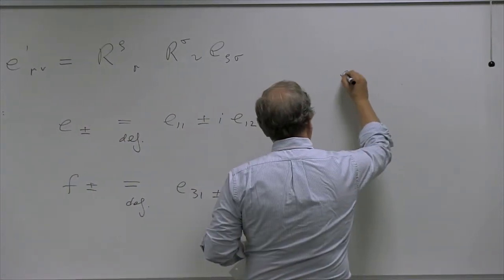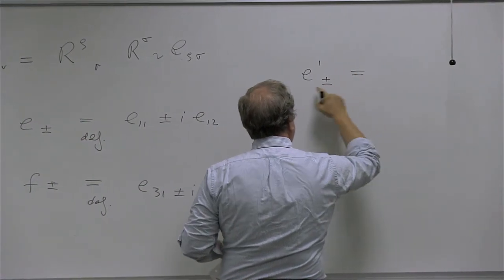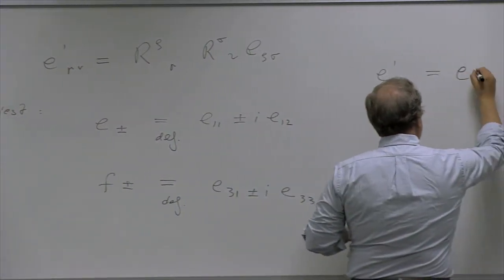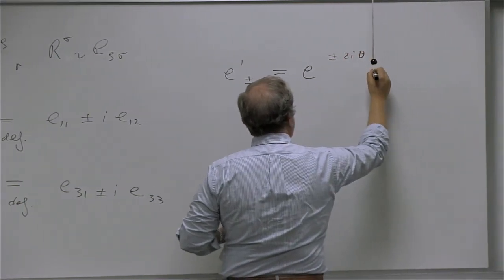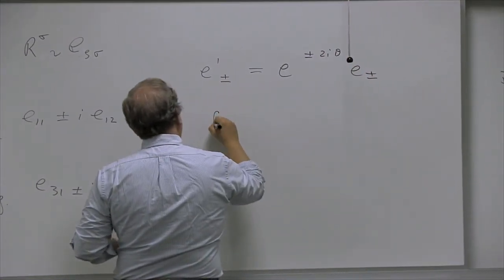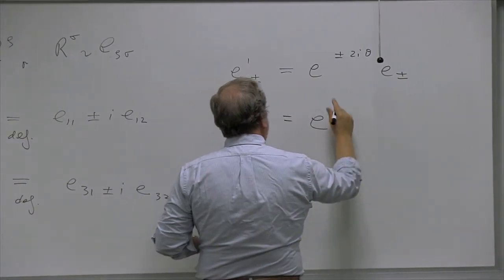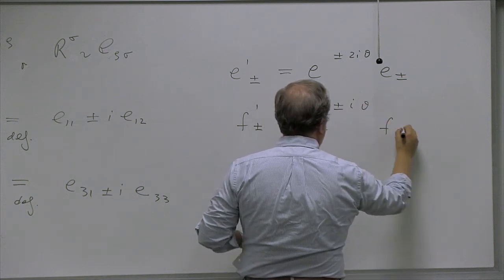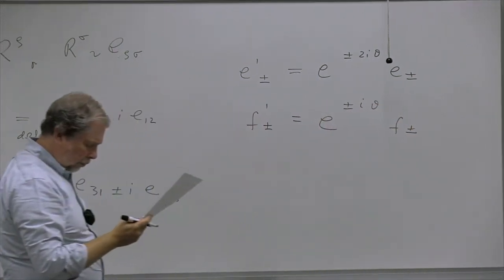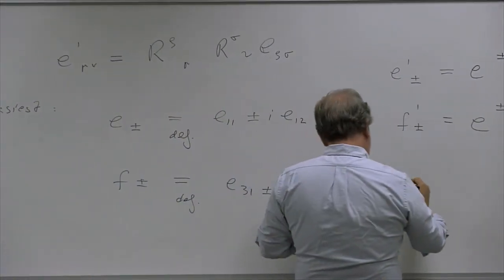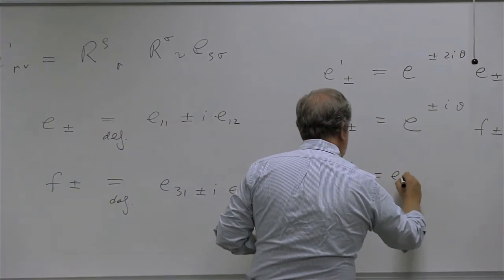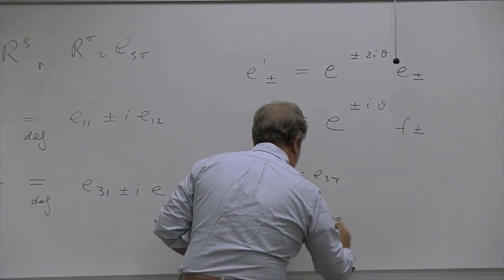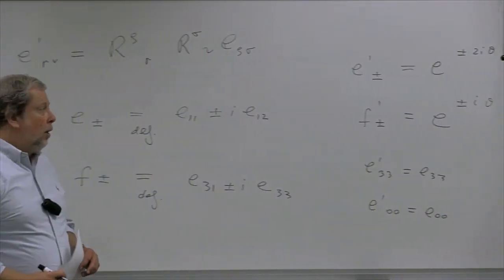And so you get E prime plus minus, right? So the effect of a gauge transformation is now to just give a phase. And that phase is e to the plus or minus 2I theta times E plus minus. And on the F plus minus prime, it's also a phase, but it is e to the plus or minus I theta times F plus minus. And E prime 33 is equal to E33, and E prime naught naught is equal to E naught naught. So those two transform like scalars, right?